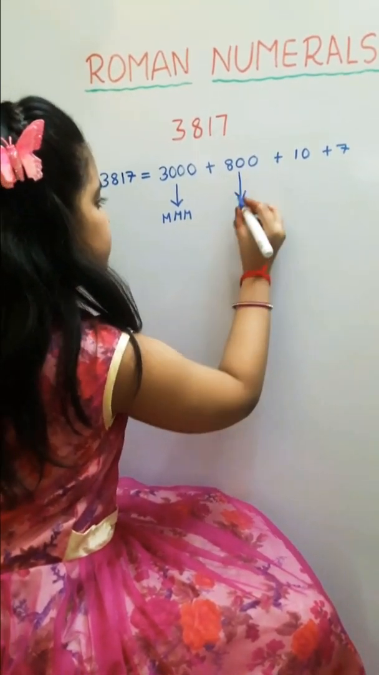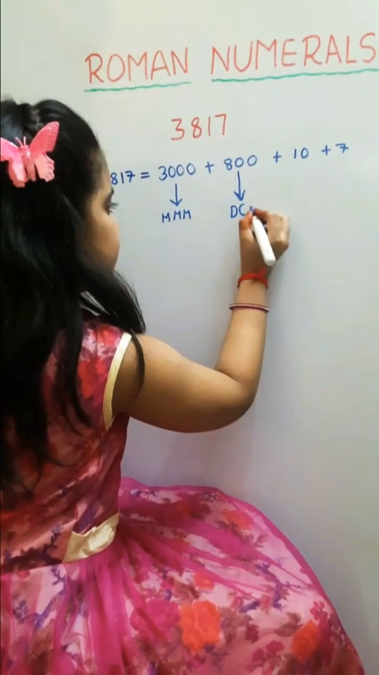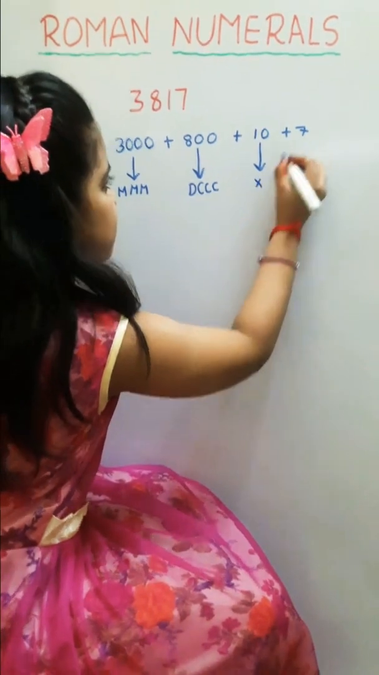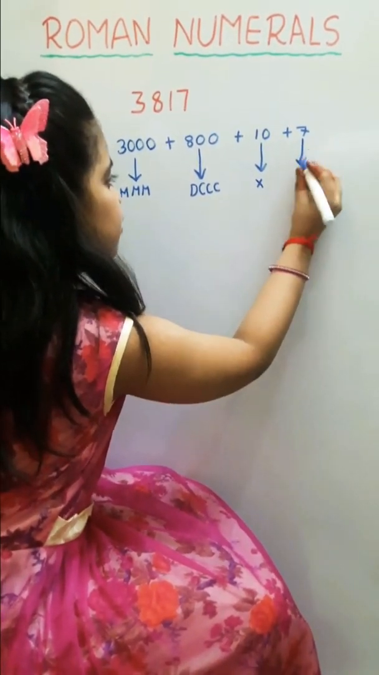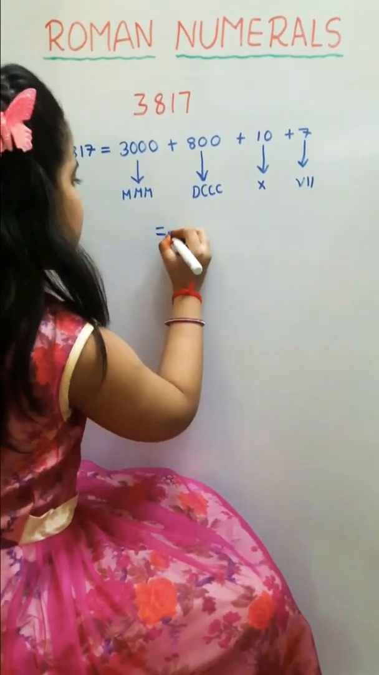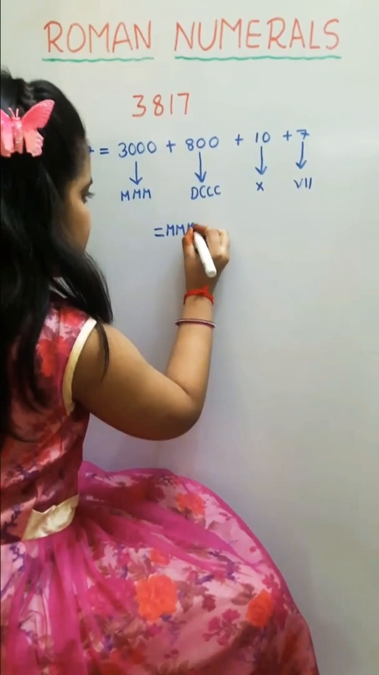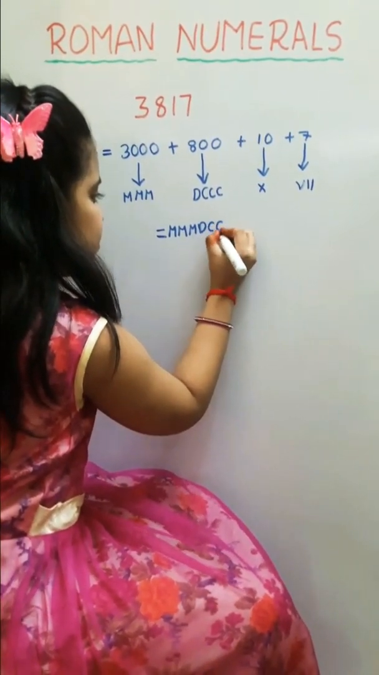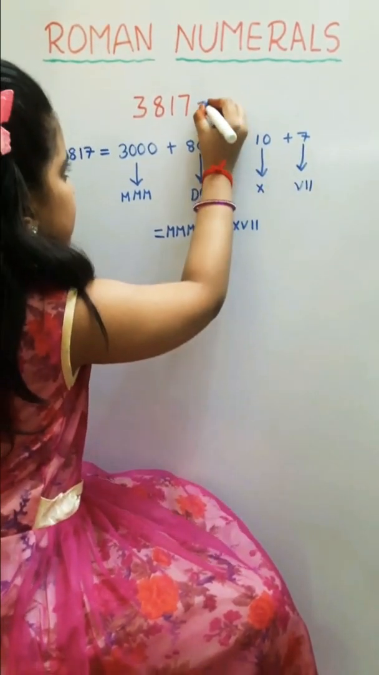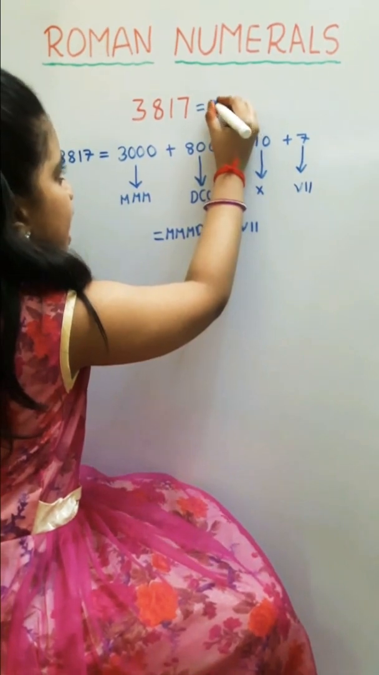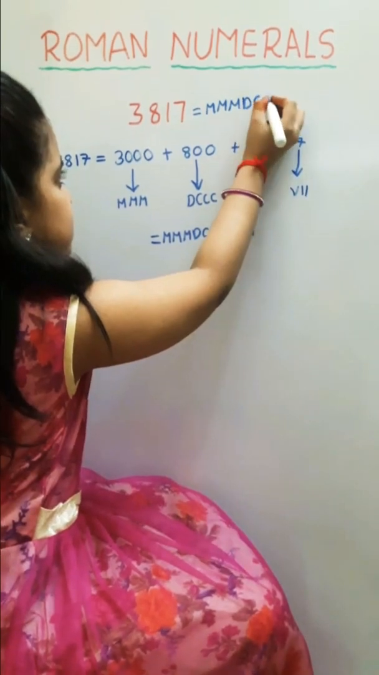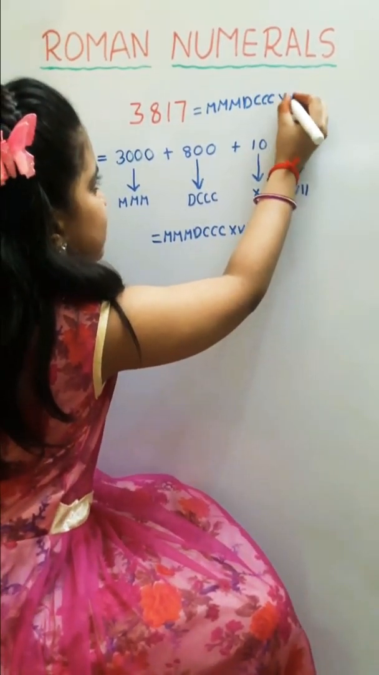800 is equal to DCC. 10 is equal to X. 7 is equal to VII. Total is DCC XVII. So 3817 is equal to MDCCXVII.